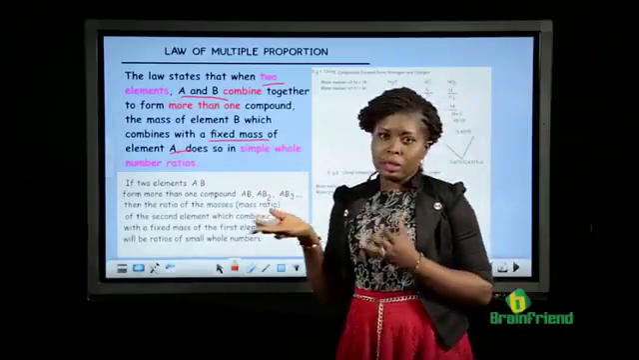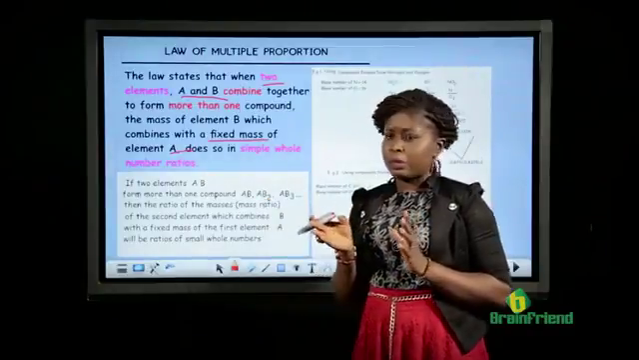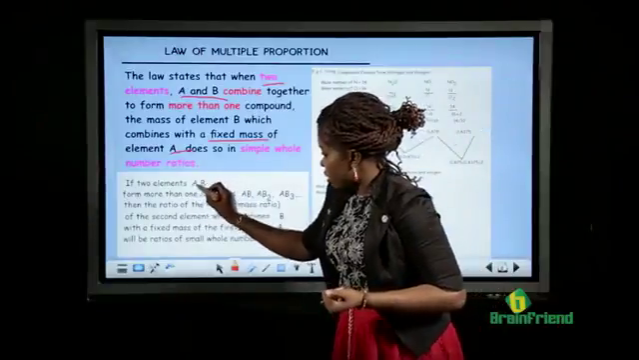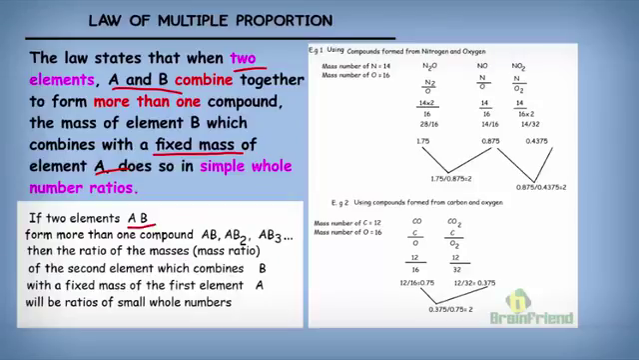Now, this law may sound kind of ambiguous, but if you take it step by step, it says if 2 elements, so we have one element A and another element B. So let's use A, B to represent 2 elements. Form more than one compound. It means that these elements can form compounds AB, AB2, AB3. Remember, it's those same elements that are forming more than one compound. So you can't have A, B, C. It will still be the same elements forming more than one compound.